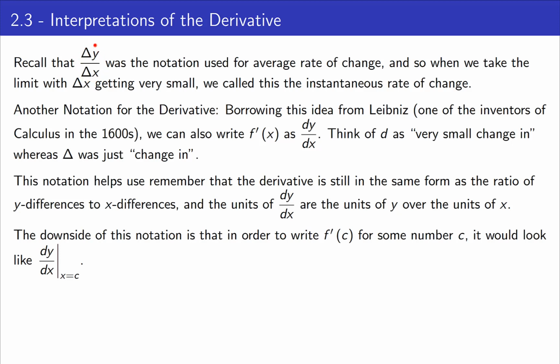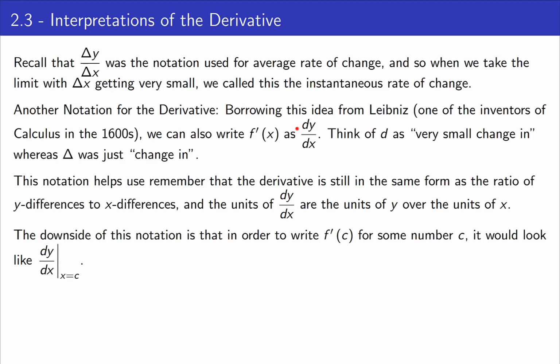Delta y over delta x was basically saying some change in y over some change in x, and that gave us our average rate of change. And then the way that we created the derivative is if we take this delta x and get it smaller and smaller and smaller, we called it the instantaneous rate of change. So the notation that we want to create is similar to delta y over delta x. We'll call it dy over dx. And think of that as some small change in y over some small change in x.